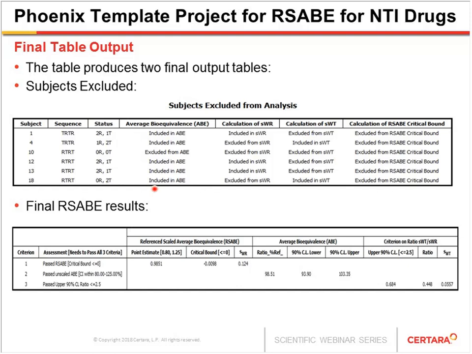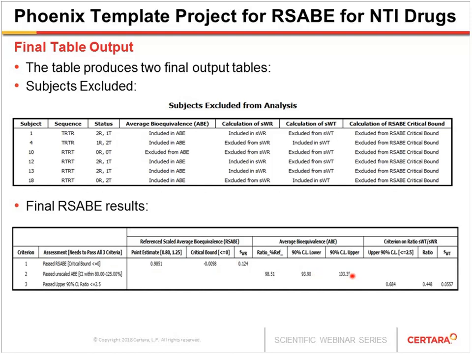The second table that we get is the final RSABE results based on the 3 criteria. So criterion 1, RSABE for the critical bound. All of the information about that is listed here, including the point estimate, critical bound, and SWR used for the computation. The second criterion, average bioequivalence, shows the ratio as a percent of reference with the 90% CI lower and upper bounds.